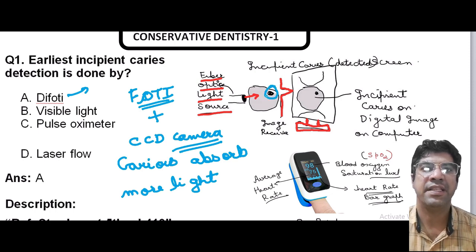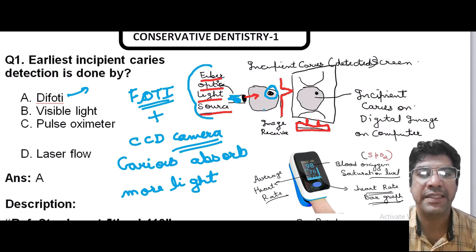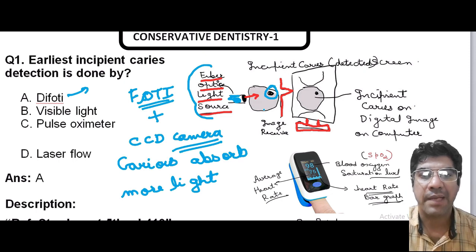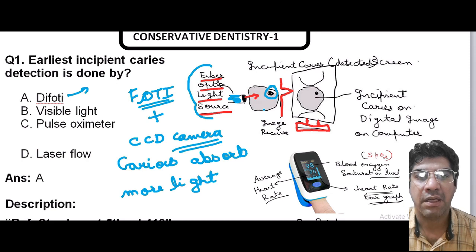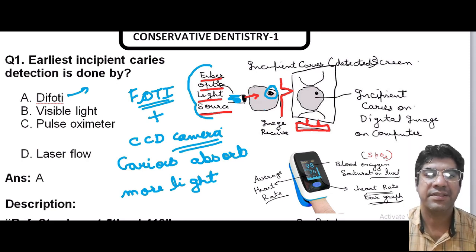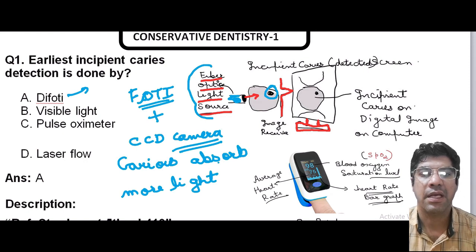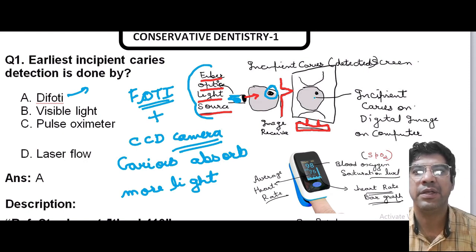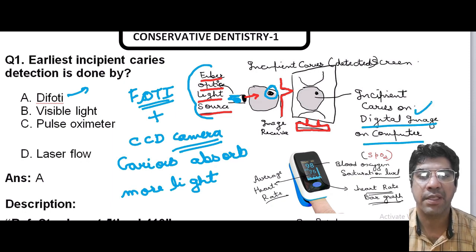So you can see in this figure, this is the FOTI source, fiber optic light source from which light is passed. This DIFOTI uses a digital CCD camera to capture the images from all tooth. When the teeth are transilluminated with the safe white light, the area of demineralized enamel scatter light differently. So that results in darker region in the captured image. These images are sent to the computer, where the digital image can be seen.